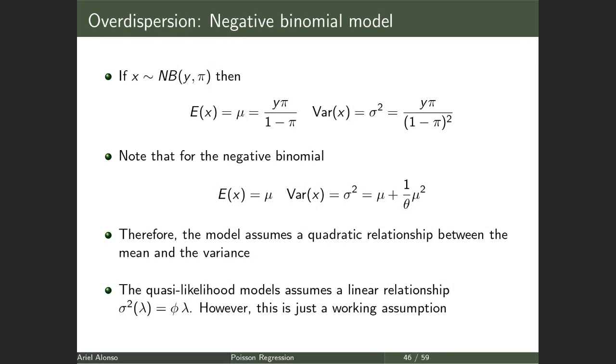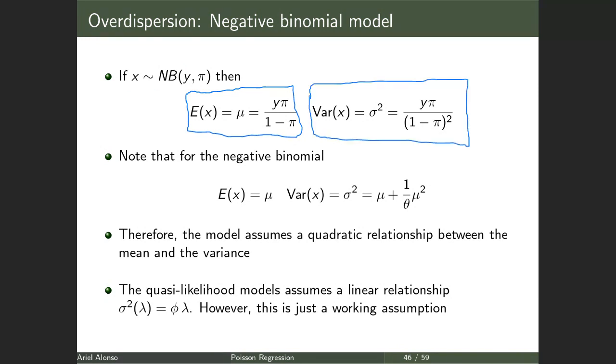Now, suppose that you have a variable x that follows a negative binomial distribution. Here you have y, the number of successes. Here you have the probability of a success in 1 trial. You can show that the mean of x, the average number of failures before you get y successes, is given by this expression over here. That's the mean of a negative binomial random variable, and this is the variance of a negative binomial random variable.